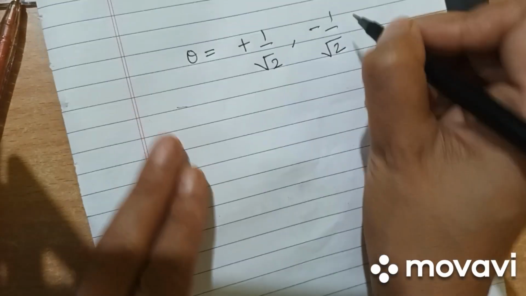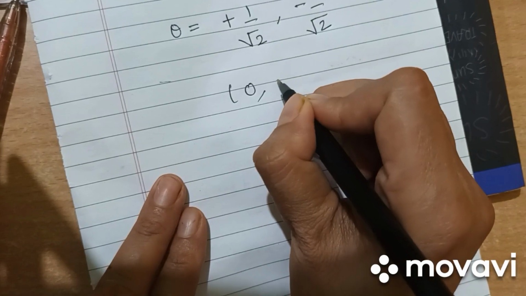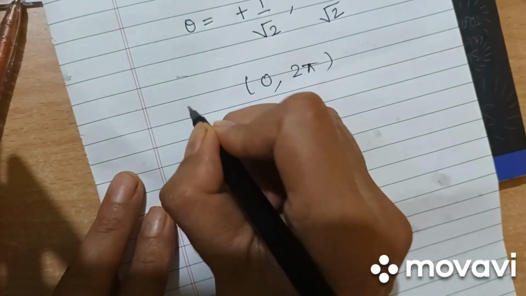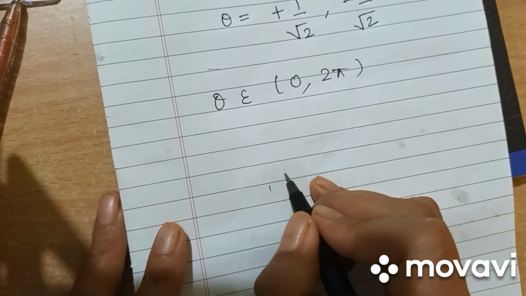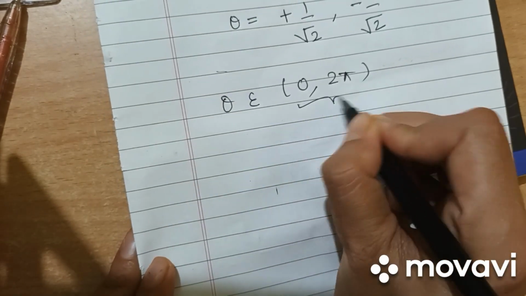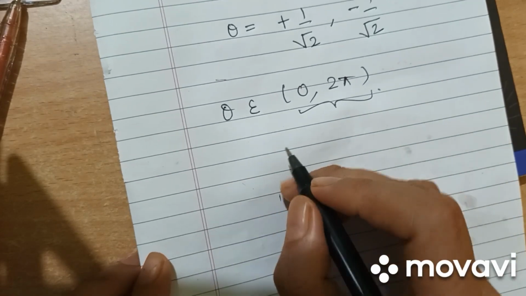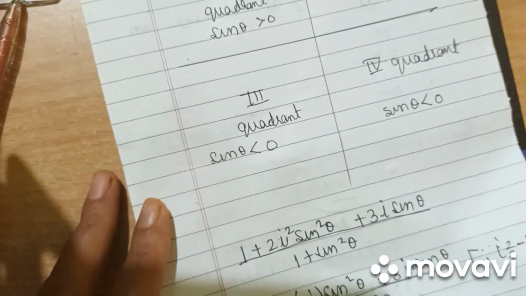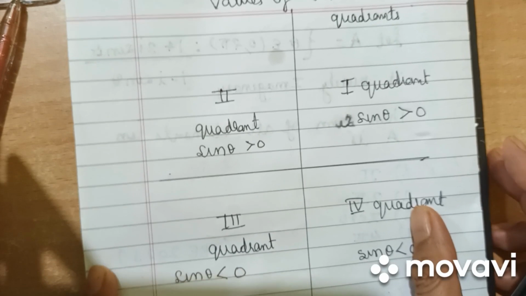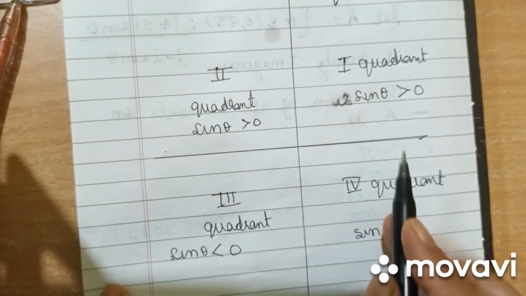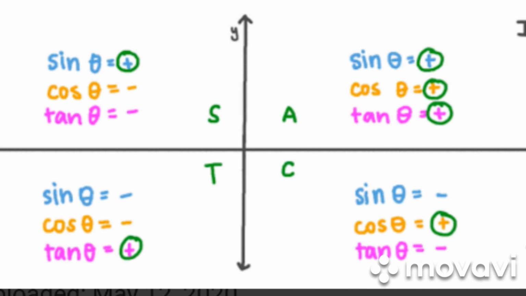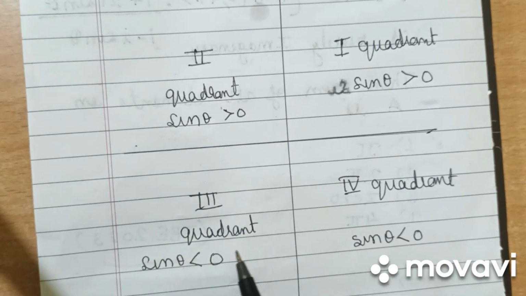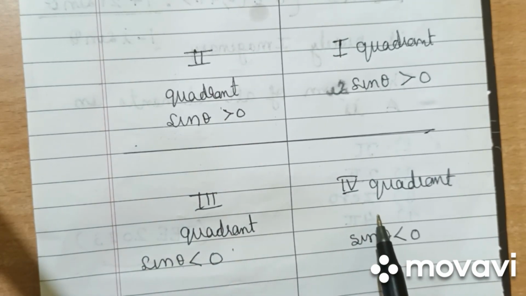The range of theta is between 0 to 2 pi. We have been given that theta belongs to the open interval 0 to pi. So what can be the values of theta in this range? We will see this type of xy axis in which first quadrant, second quadrant, third quadrant, and fourth quadrant are given.